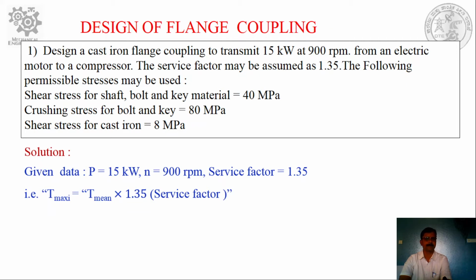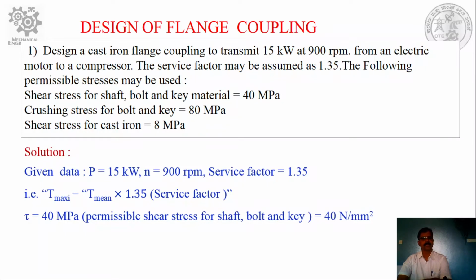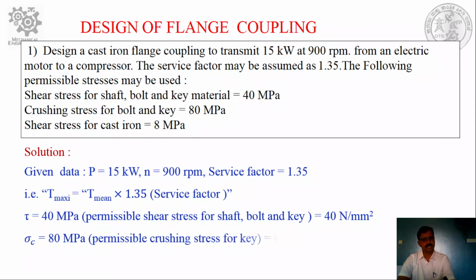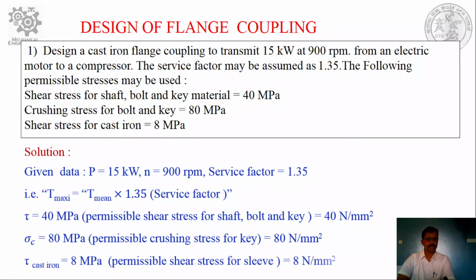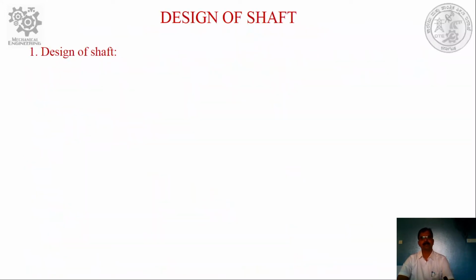to be transmitted. Now the next is allowable shear stress or permissible shear stress for the shaft, bolt and key is 40 Newton per millimeter square, and the crushing stress for the key is 80 megapascal, that is 80 Newton per millimeter square, and shear stress for the cast iron is equal to 8 megapascal. Now let us move on one by one: design of the shaft, design of the hub, design of key, design of flange, design of the bolt, etc.